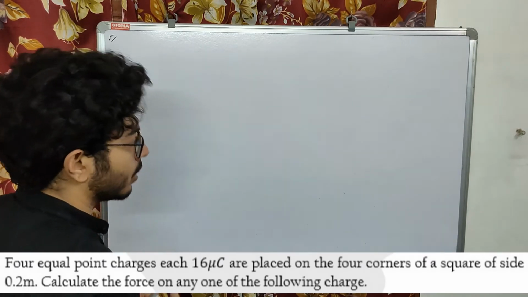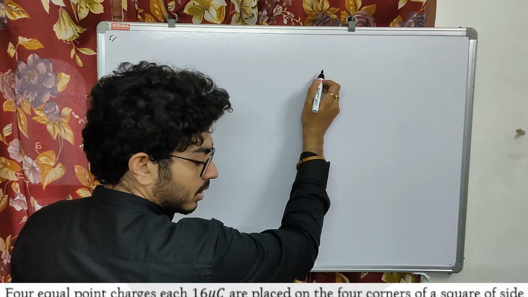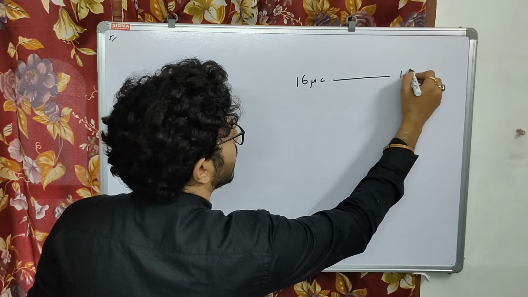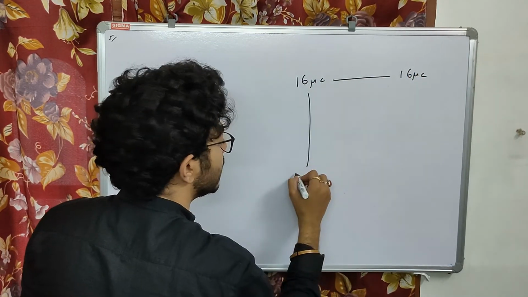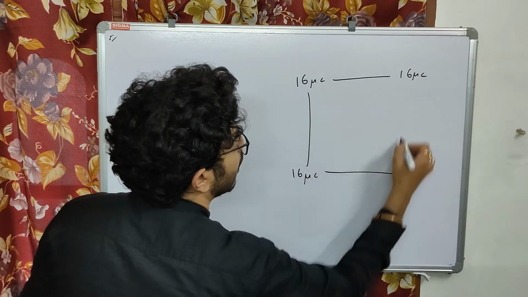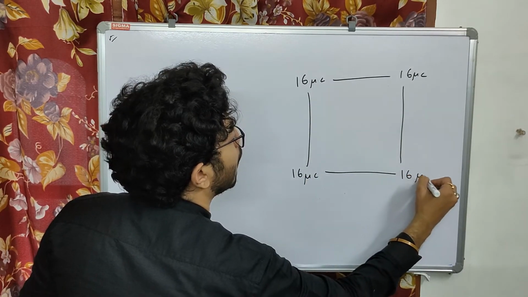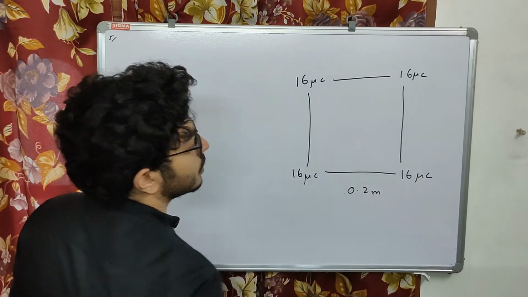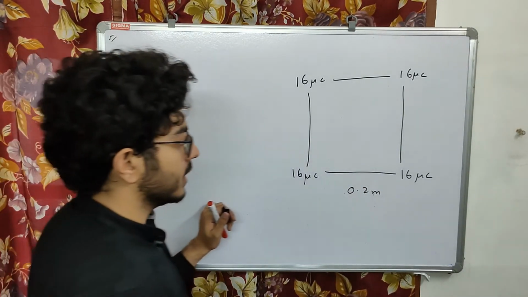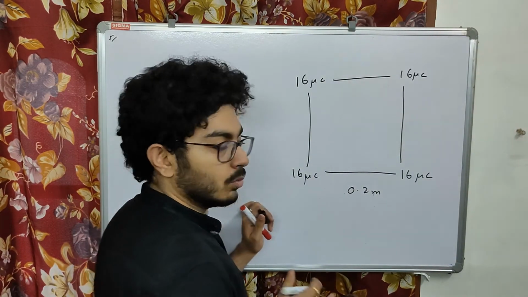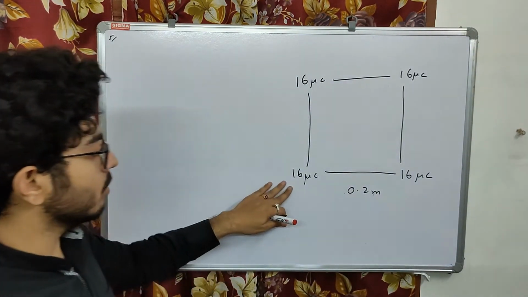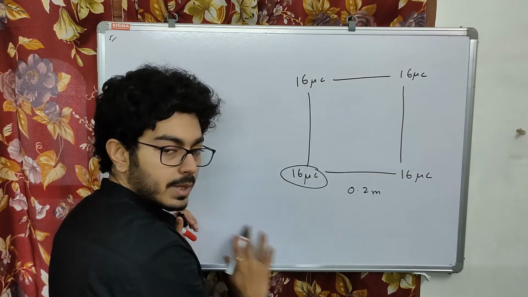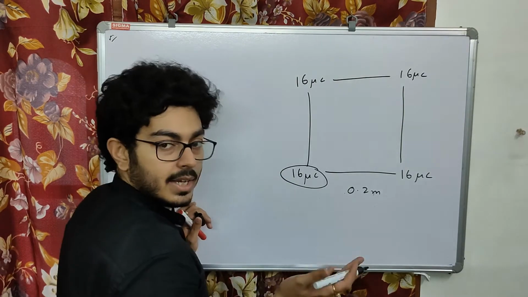I will be waiting for the answers. So just check it out. It says 4 charges of 16 microcoulomb are placed at the corners of a square of side 0.2 meter. So if you want to find this, let us find it on any one. Let us find it on this one. Why am I using this one? Because I have space over here to find it out. You can choose any one and find it out.